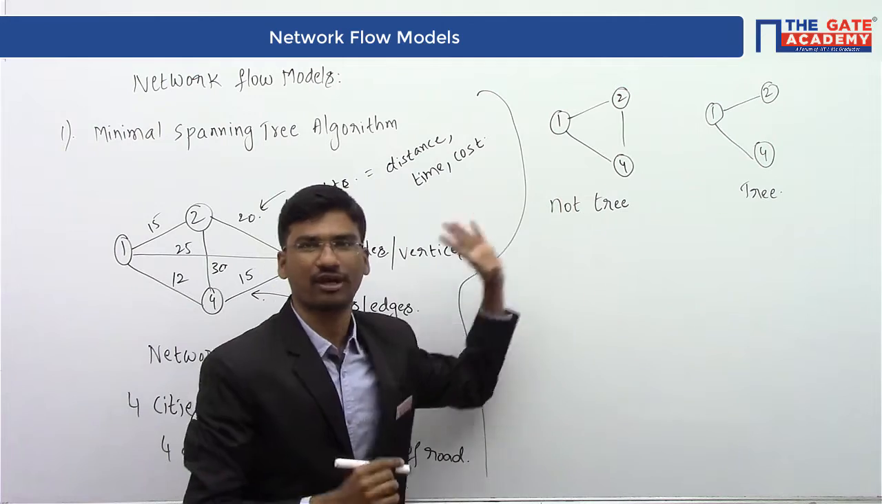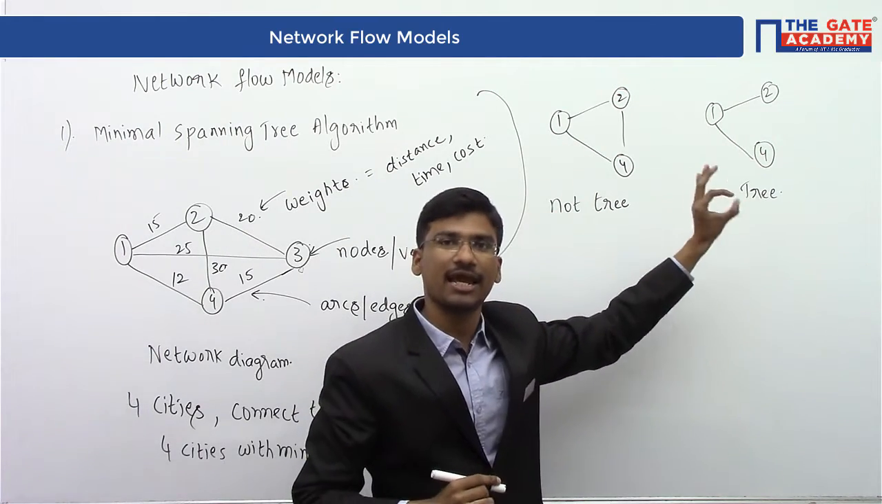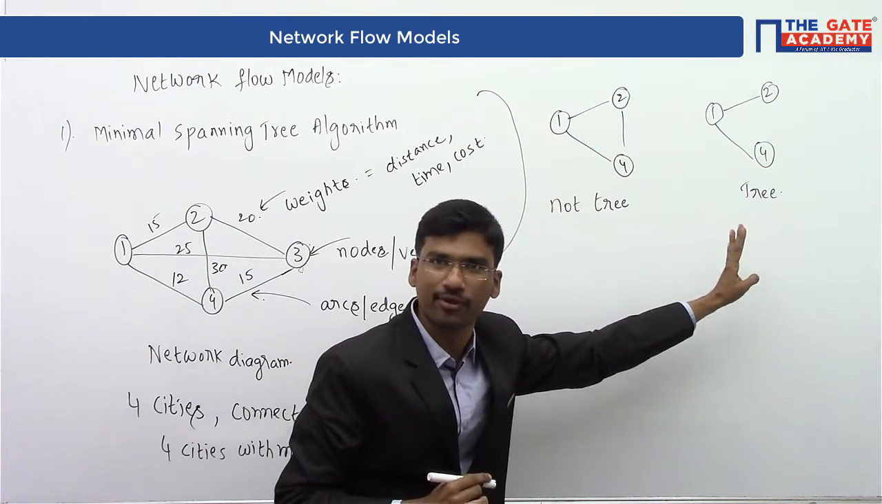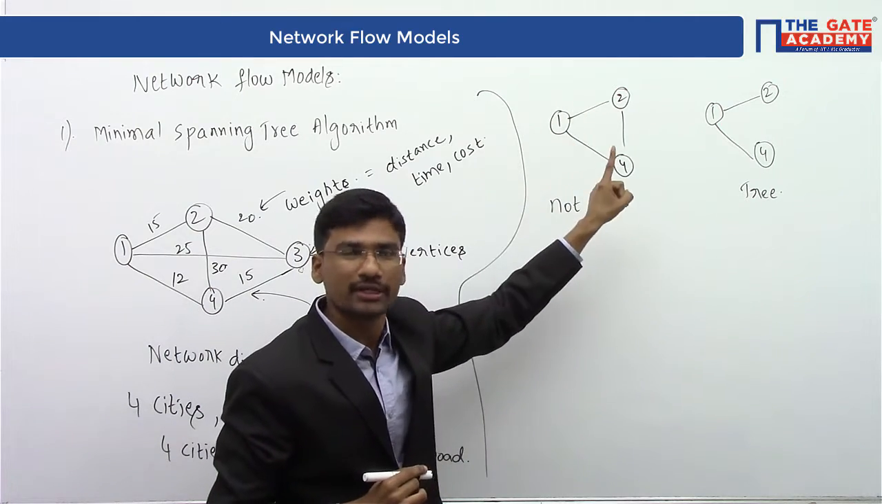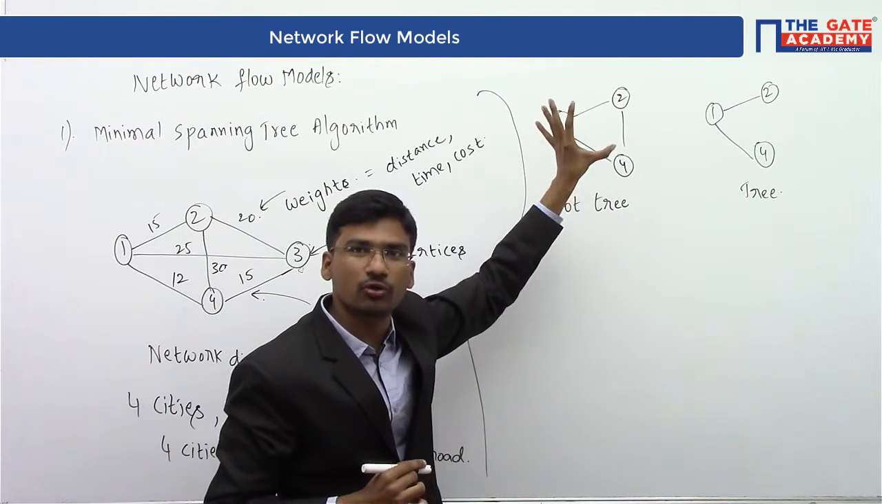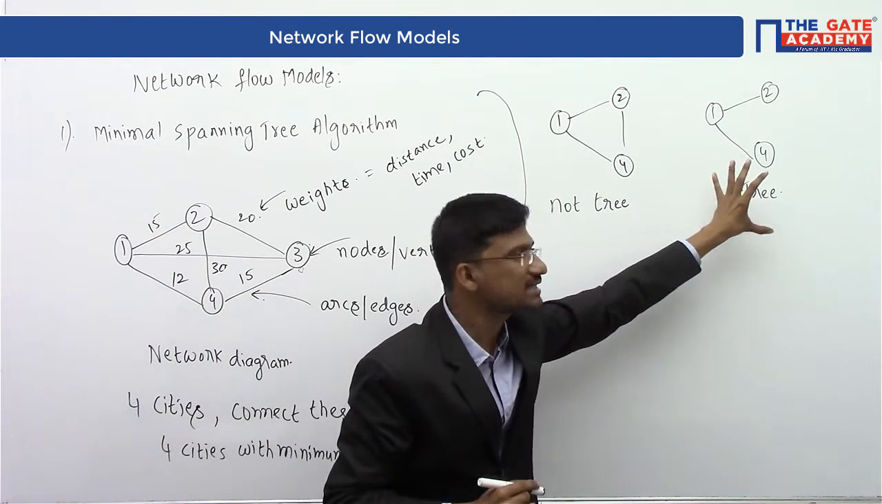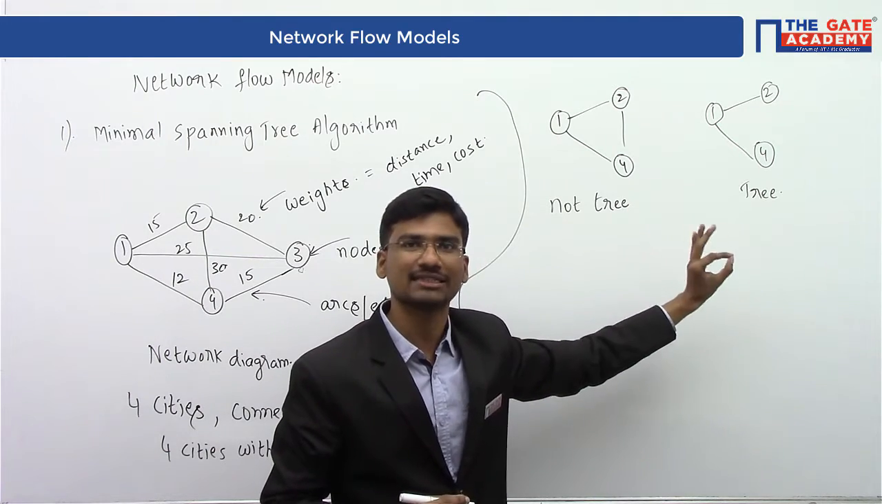So this is the example for a tree. This is not a tree and this is a tree. If you observe the difference between these two diagrams, this diagram has a closed loop. If a network has a closed loop, we cannot call it a tree. If it has an open loop, we can call this network a tree.